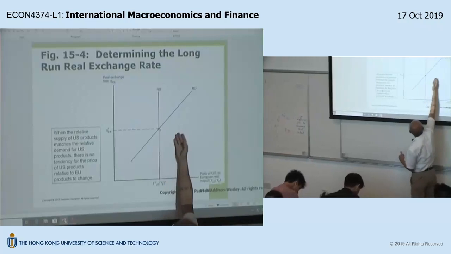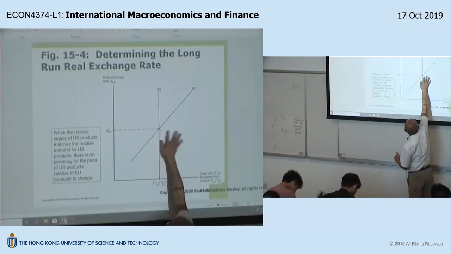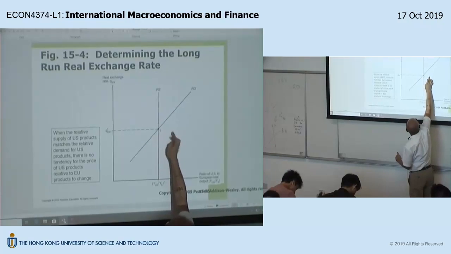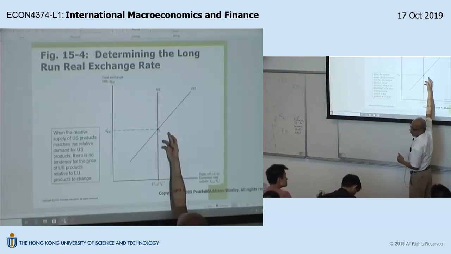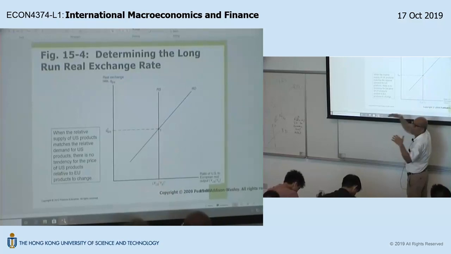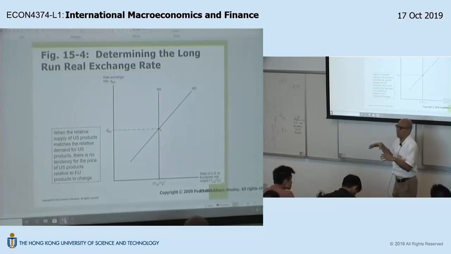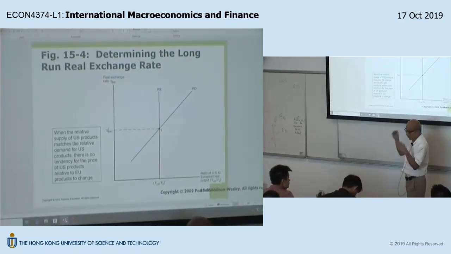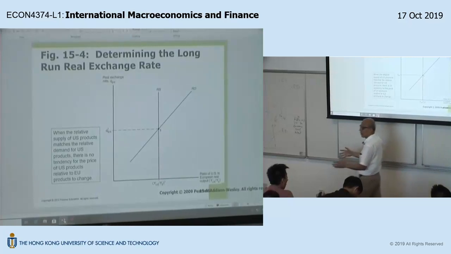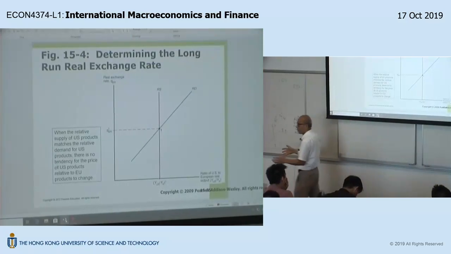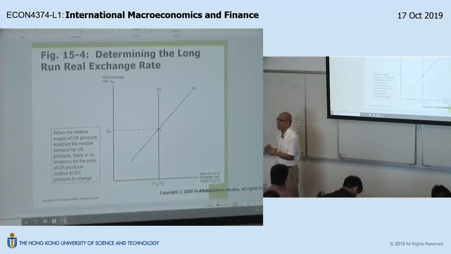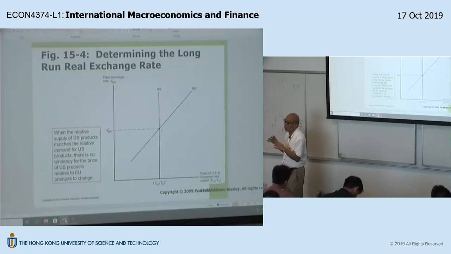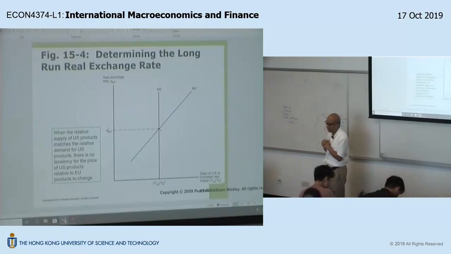So it shifts to the right, okay, then at the original real exchange rate, there is excess demand for American goods, so it will bid up the price of American goods. When there is an increase in relative demand for American goods, it will lead to a real appreciation of the U.S. dollar.